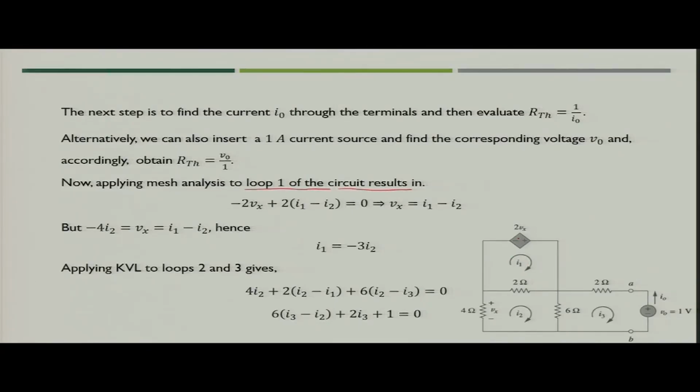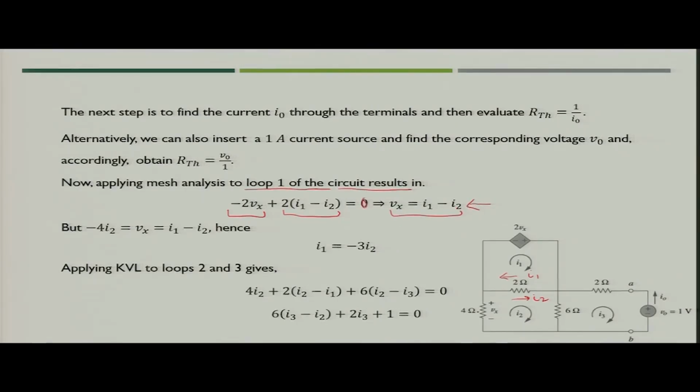So, when you solve, since it is going from minus to plus across the dependent voltage source, it will become minus 2 Vx plus 2 times (I1 minus I2), because I1 is going in this direction while I2 is in this direction. So, this will become 2 times (I1 minus I2) and finally equal to 0. When you simplify, you will get Vx is nothing but I1 minus I2.